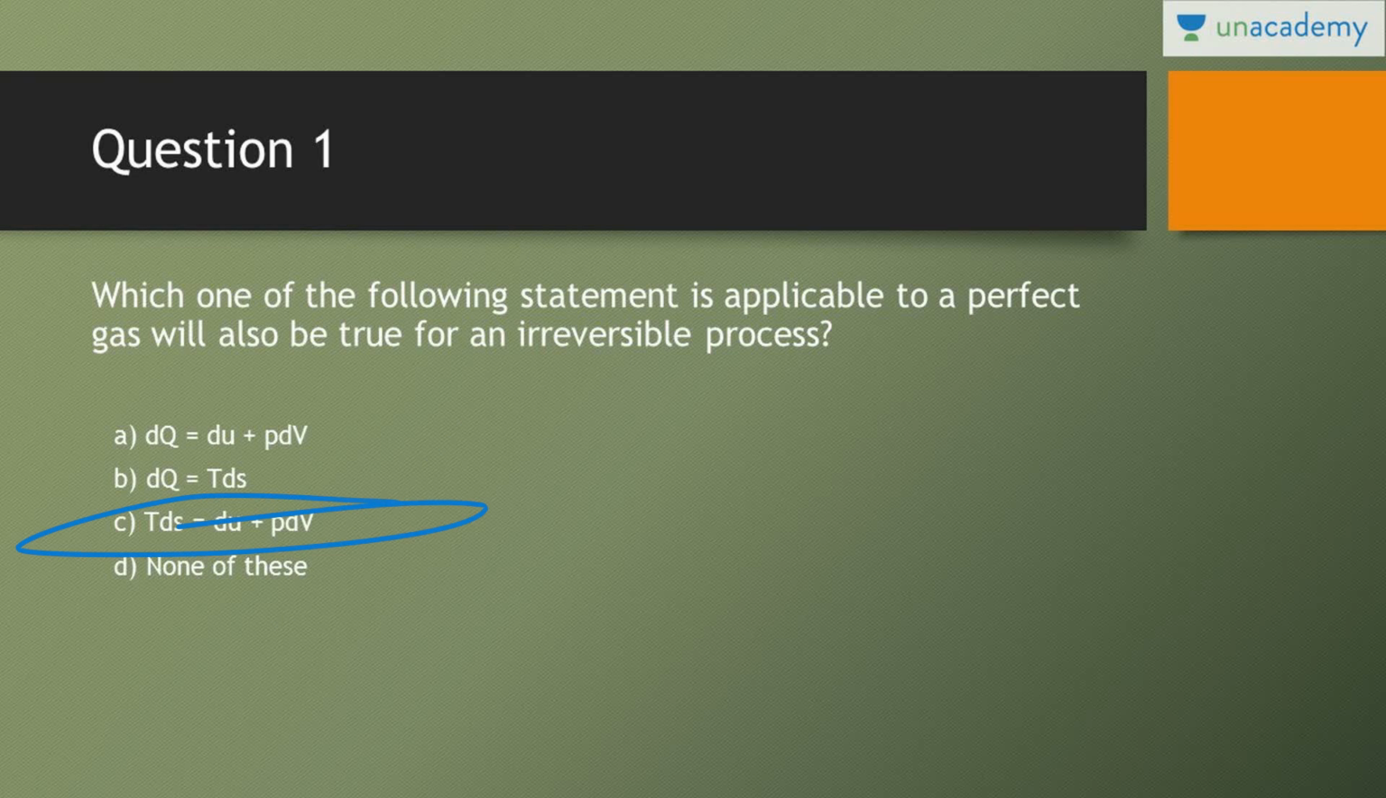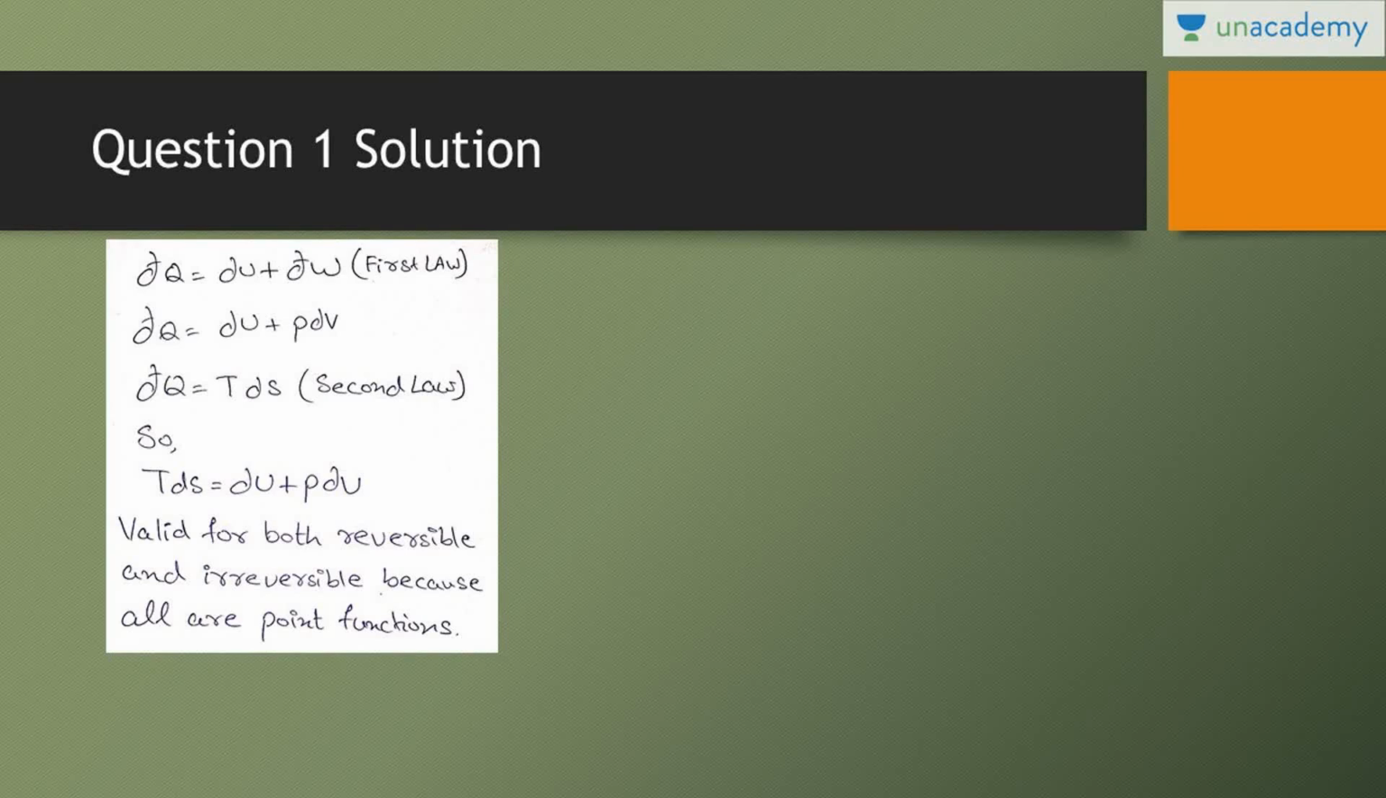Hence, it is valid for both reversible as well as irreversible processes because it is not a path function. In the first equation, dq is a path function, but this one is valid for both reversible as well as irreversible processes. From the first law, dq is equal to du plus pdv. In place of dq we write tds, so tds is equal to du plus pdv. I'll explain this equation in detail in the entropy lesson, but for the time being, just try to understand this. So the answer is C.